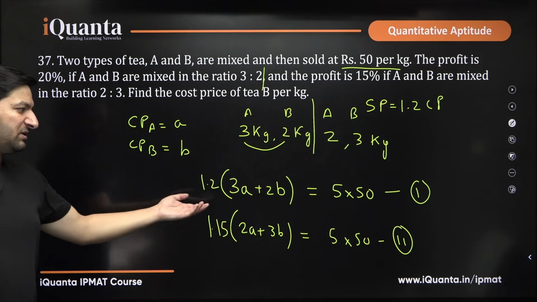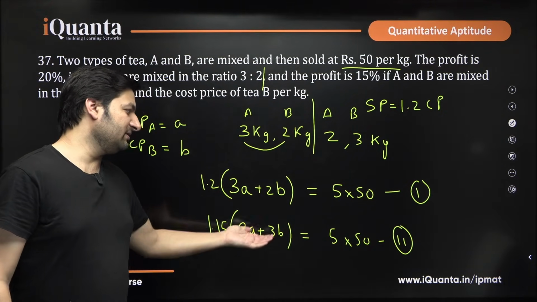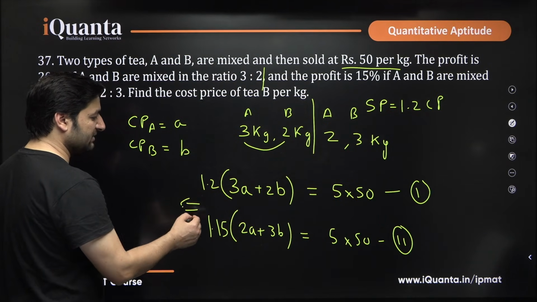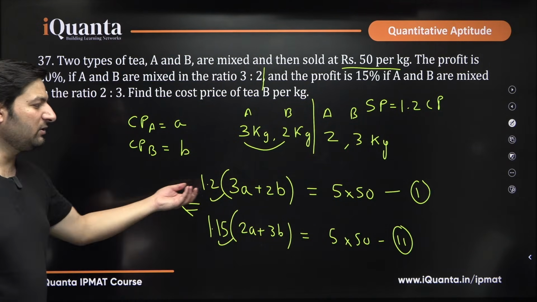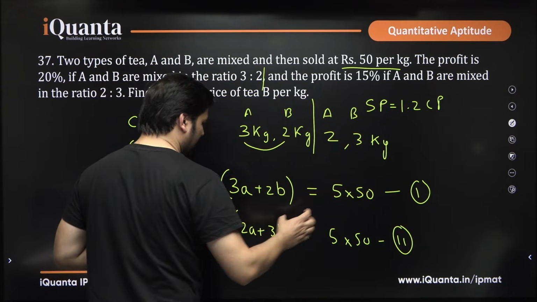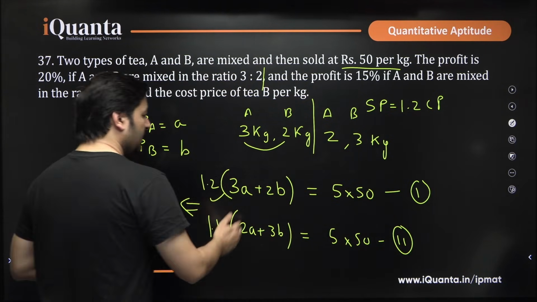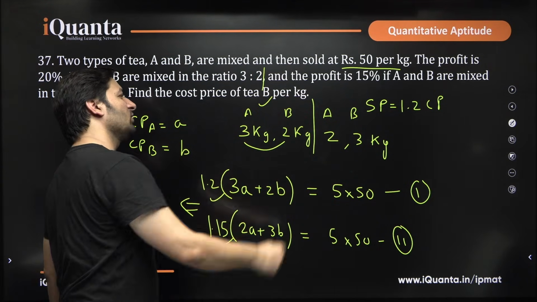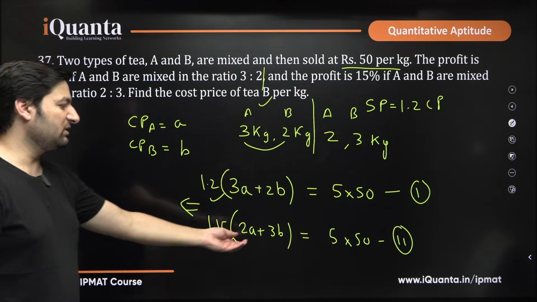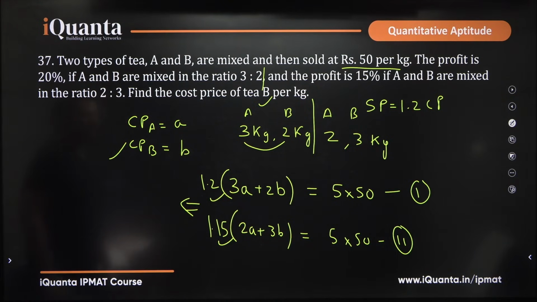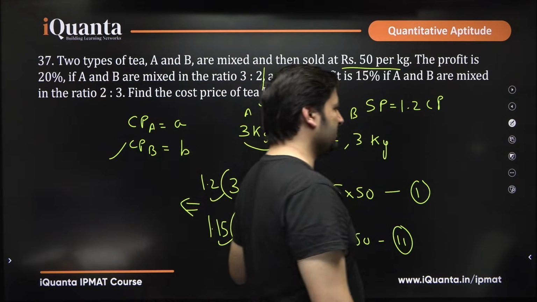We have two equations. LHS is this, LHS is this, but RHS is the same for both. So if RHS is the same for both, we can equate their left hand sides. Equate this and this, you will get the equation. You can cancel one variable, that is A, because you needed the value of cost price of TB per kg. So just find out the value of B, that is your cost price per kg of TB. You can comment the answer, I know you can solve this.